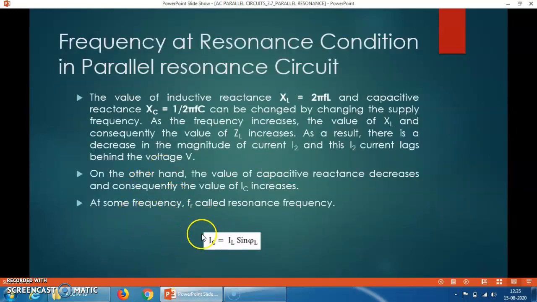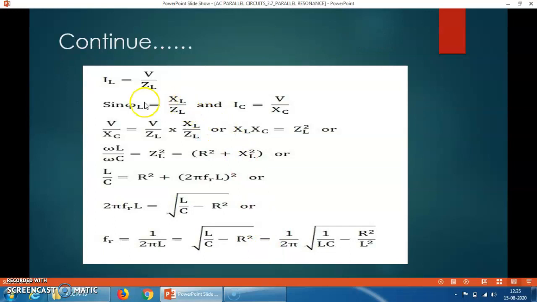Here IC is V upon XC, IL is V upon ZL, and from the impedance triangle sin phi L is equal to XL upon ZL. Substituting the values, V upon XC is equal to V upon ZL into XL upon ZL. So we cancel out, and finally you will get ZL square is equal to XL into XC.